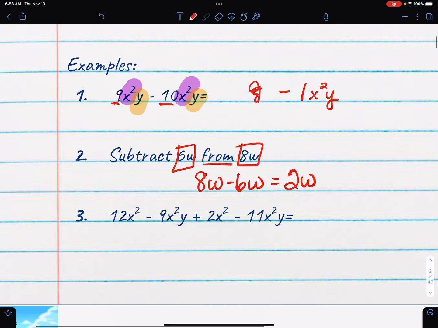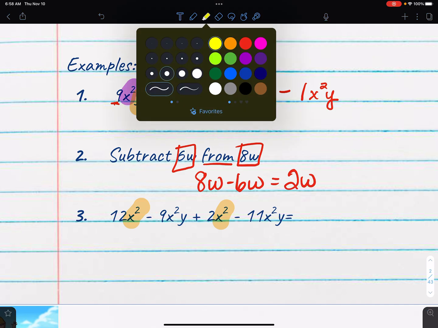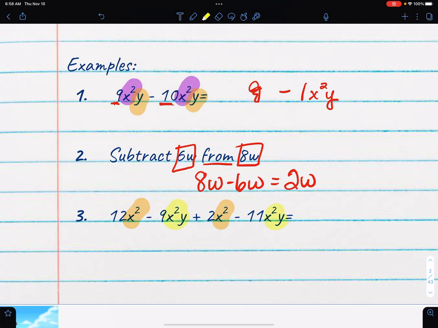Now this one down here, I have to look and see what are my like terms. So I see an x squared and an x squared. But then this one is x squared y and x squared y. So I'm going to be smart and rewrite this with the terms together, making sure that the sign that's in front of it stays with the variable with its coefficient. Okay, and then minus 9x squared y minus 11x squared y.